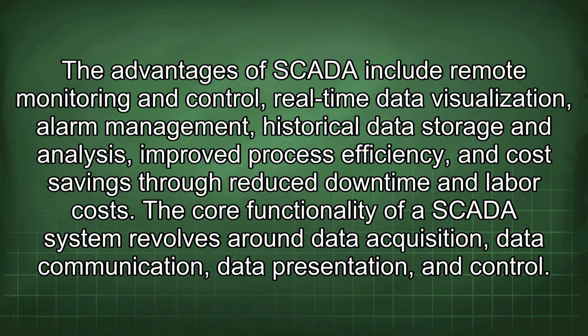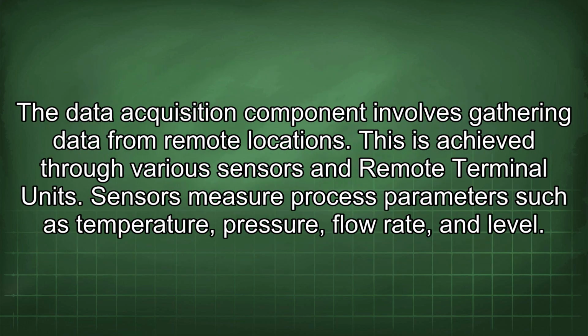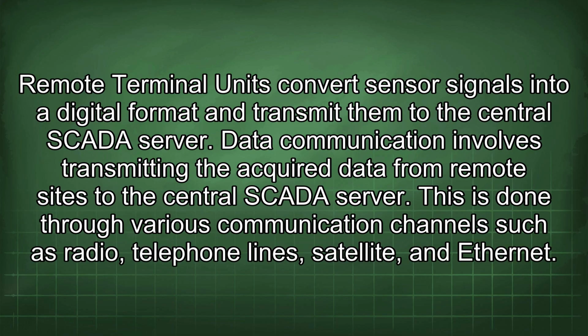The core functionality of a SCADA system revolves around data acquisition, data communication, data presentation, and control. The data acquisition component involves gathering data from remote locations. This is achieved through various sensors and remote terminal units. Sensors measure process parameters such as temperature, pressure, flow rate, and level. Remote terminal units convert sensor signals into a digital format and transmit them to the central SCADA server.